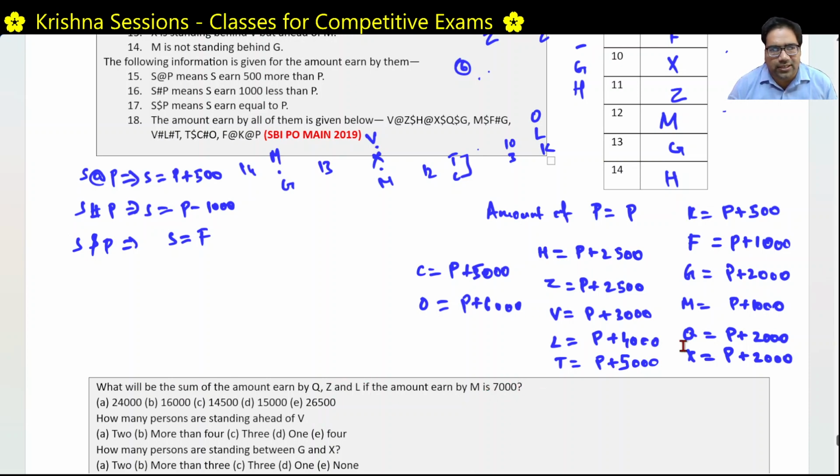What is the sum of amount N by Q, Z, L if the amount N by M is 7000? M is 7000. What does that mean? M is equal to P plus 1000. That means P is equal to 6000, right? If M is 7000. Then Q, Z, L. Q is how much?